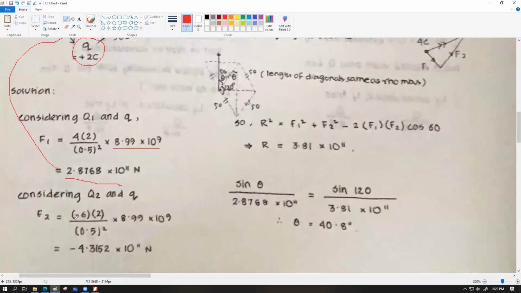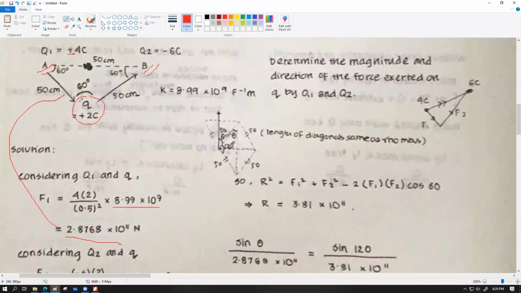Then considering Q2 and Q, we calculate this force. This is minus, because the calculation gives us minus. Minus in this case would mean that this force is going to work away from the charge particle. This one is working towards the charge particle. This is a repulsion force.